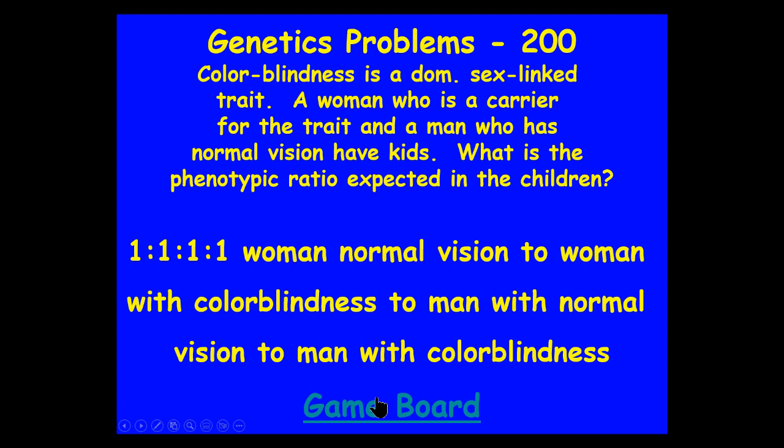So obviously, both of these are going to be females. This one is colorblind. This one is normal. Both of these are going to be males. This one is colorblind. This one is normal. So that is a 1-to-1 to 1-to-1 ratio, one representing all four possible. And of course, these are the symbols for females, and these are the symbols for males.